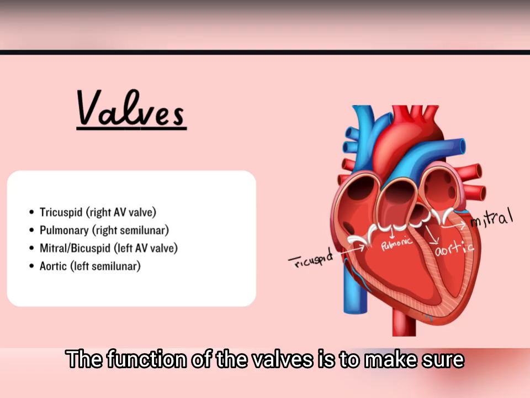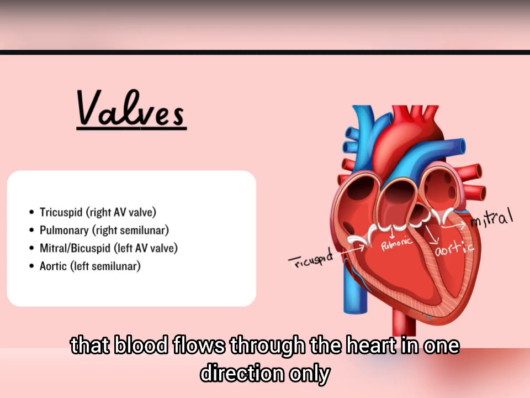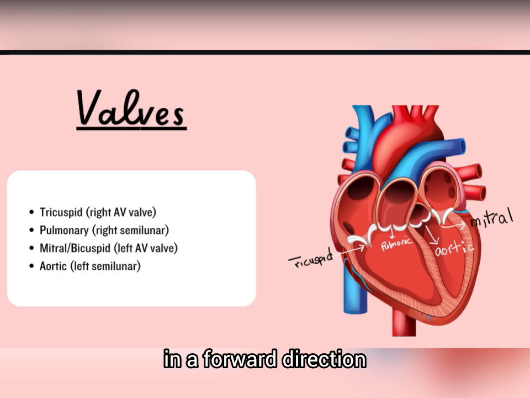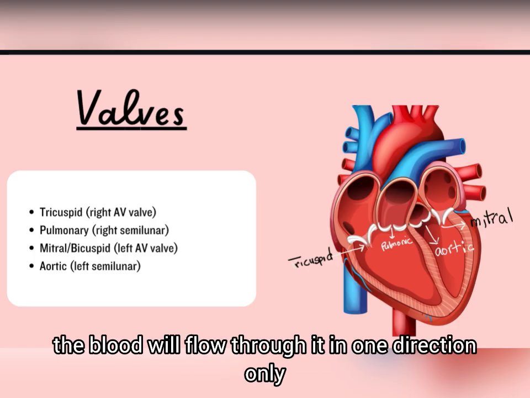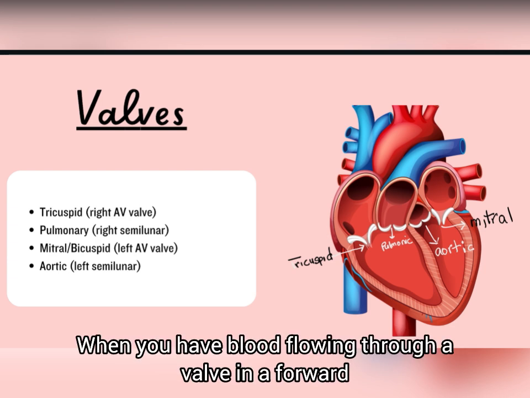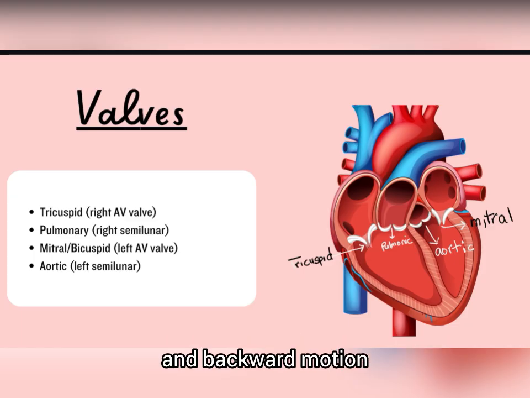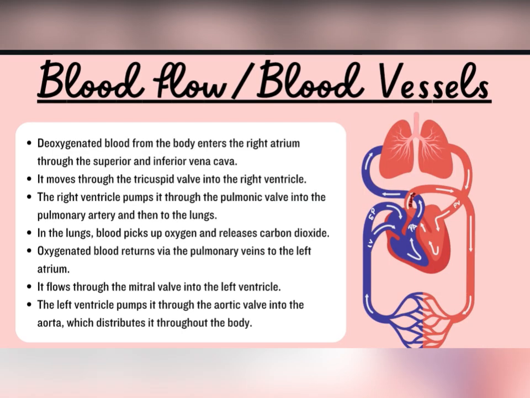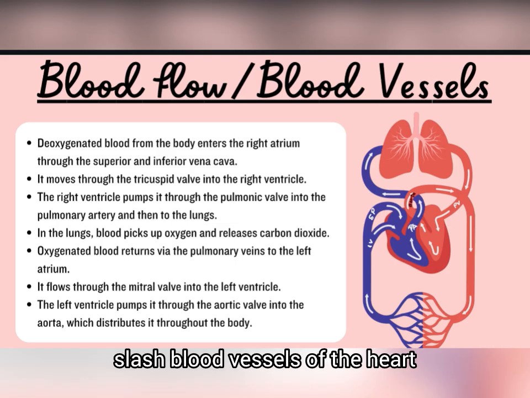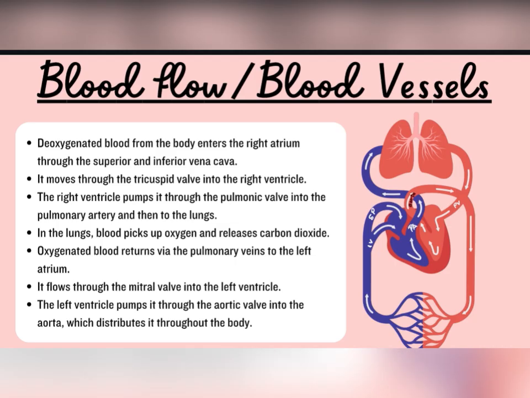The function of the valves is to make sure that blood flows through the heart in one direction only, in a forward direction. So if a valve is healthy, the blood will flow through it in one direction only and not back and forth. When you have blood flowing through a valve in a forward and backward motion, that valve is not healthy. Blood flow through the heart/blood vessels of the heart.